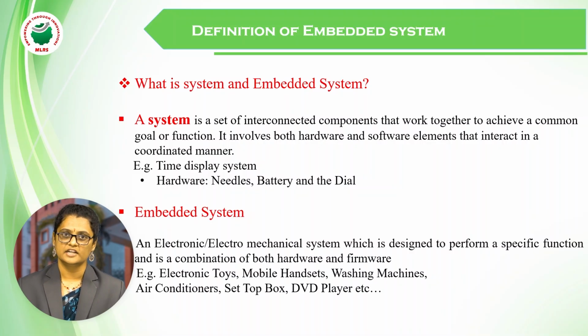A watch is a time displaying system that shows the time. All components like the label, needles, battery, and dial work together to reach the common goal, which is nothing but to show the time. These many units work together to reach the common goal, and that is called a system. So the final definition of system: a system is a set of interconnected components that work together to reach a common goal. This is the definition of system. The best example of a system is a watch.